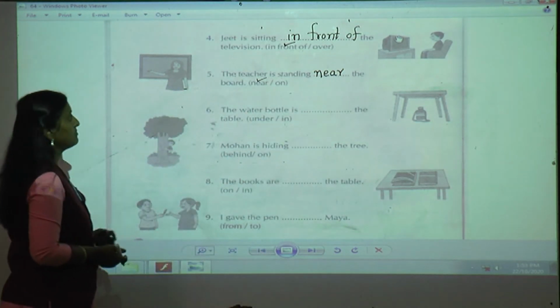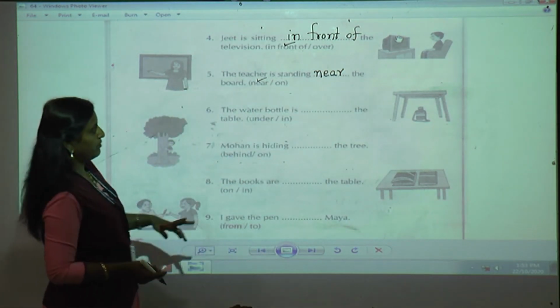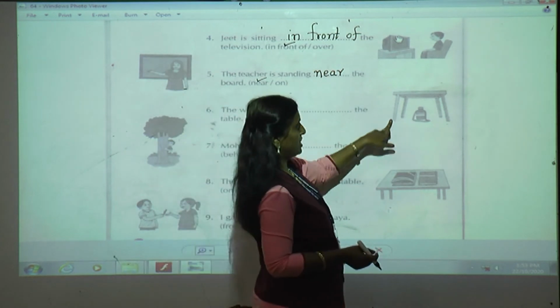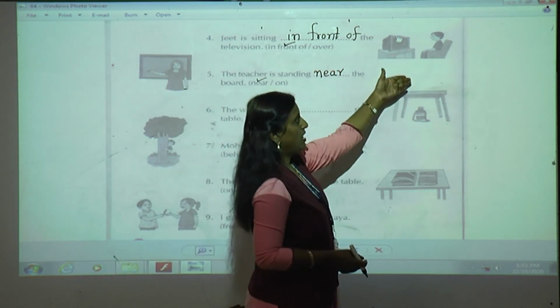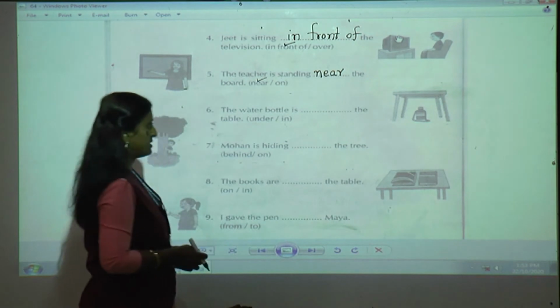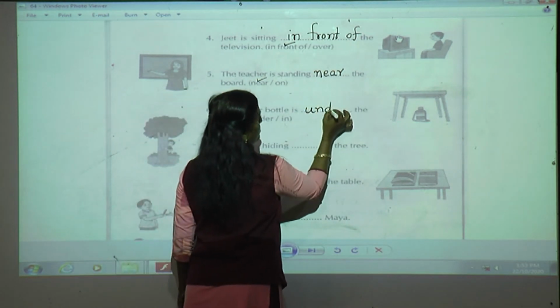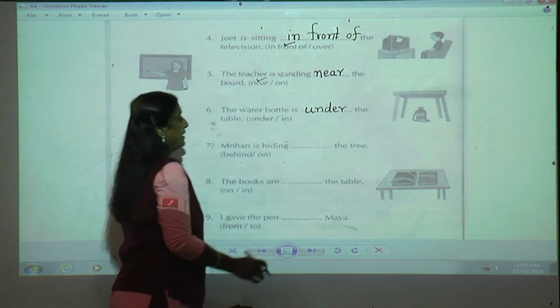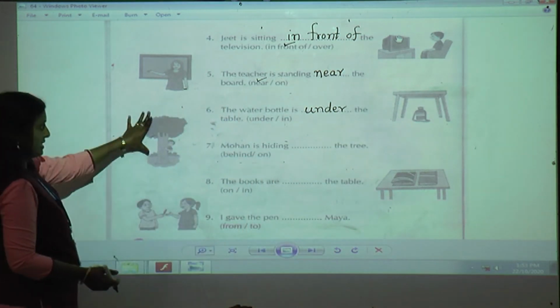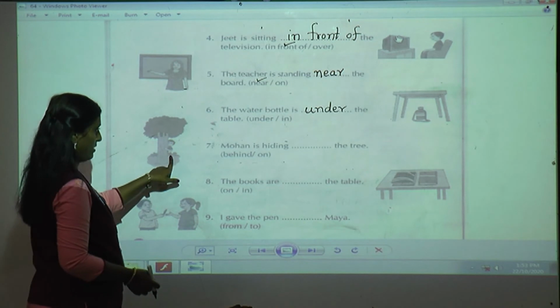Near. The water bottle. Can you see here water bottle? You can see table. Where is the water bottle? Upside or down? Yes, it is under the table. So which preposition I am going to select? Under.